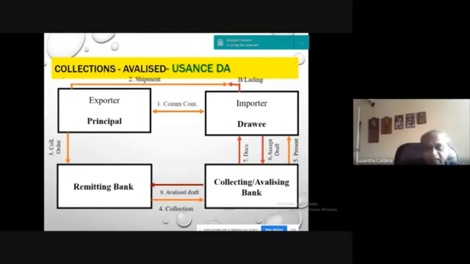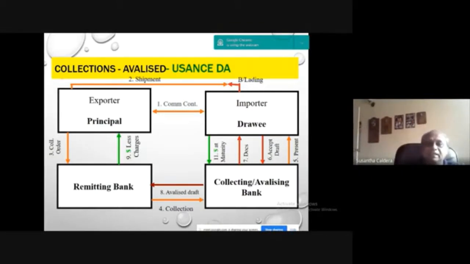Once you release the document, we avalize the draft and send it to the remitting bank. The remitting bank will pay the exporter immediately. They will get the money immediately. They don't wait till 120 days or 90 days. Right? So on maturity, they will pay, number 11.